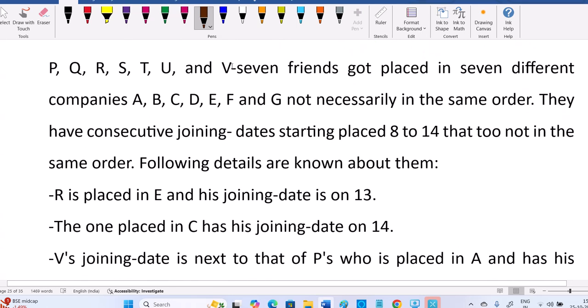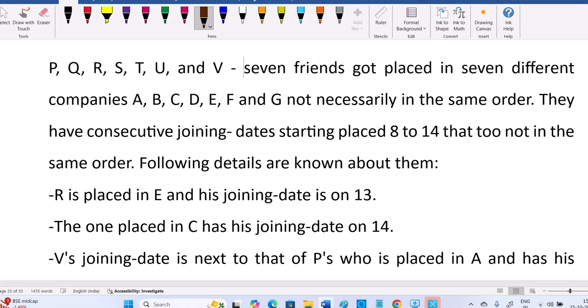Now the next one: we have 7 friends, 7 companies, 7 different joining dates. You need to map all these details. P, Q, R, S, T, U, V are the 7 friends, the 7 companies are A, B, C, D, E, F, and G, and the 7 joining dates are 8, 9, 10, 11, 12, 13, 14. Now map that. This is the data. First note down short lines: friend's name, company's name, dates. Then you can create the table. 3 columns are required: one for person names, one for company name, one for joining date. 7 people, 7 companies, 7 joining dates.